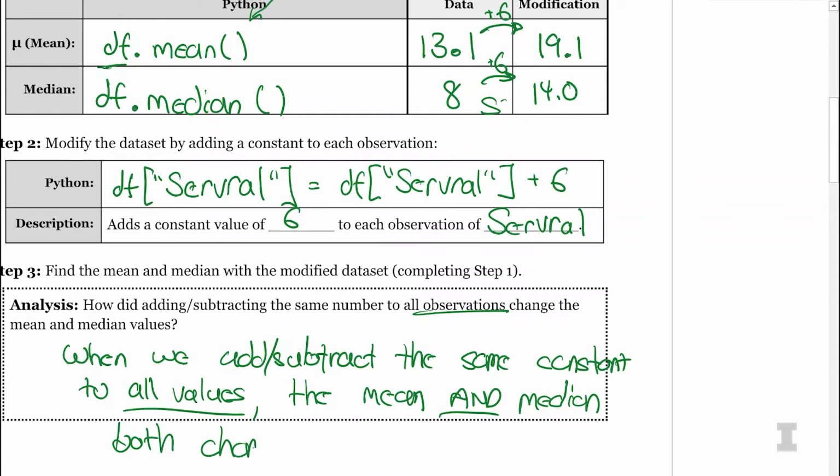Yes. And this will always work with any data set as long as you are doing the same thing to every value on the list. If we only added 6 to the first number on the list, then that would not hold true. So we discovered our first property. The first property is if we add or subtract a constant to all of the data, the mean and median change by that exact value.